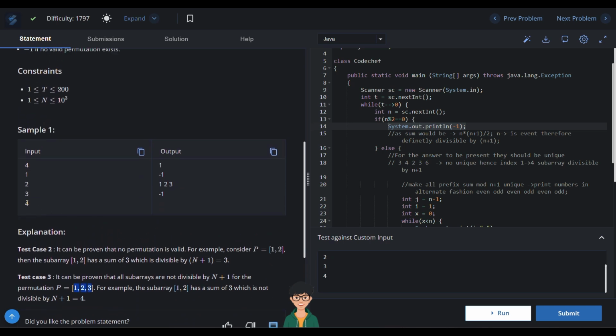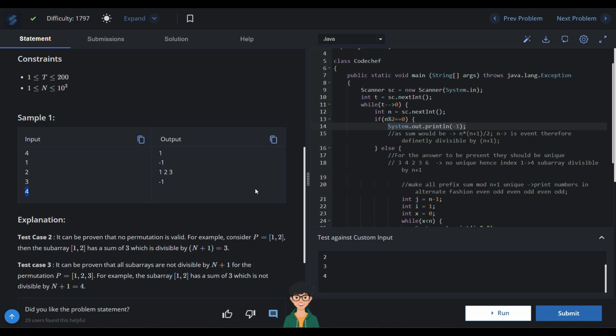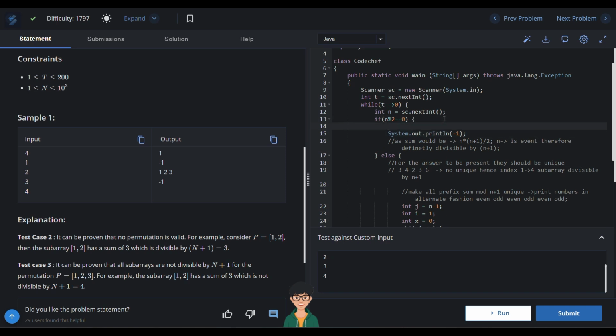We can see in the fourth test case, n equal to 4, the answer is always minus 1, because if we take 1 2 3 4 also, the sum is divisible.